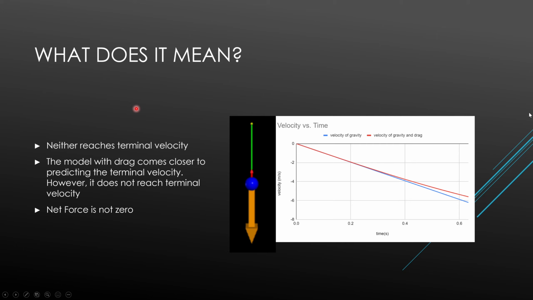The what does it mean question? Well, neither model is going to reach the terminal velocity. However, the model with drag is going to come a little bit closer to reaching the terminal velocity, and the model with just gravity will never reach the terminal velocity. As you can see, the vectors are still not equal and the net force is still not 0.